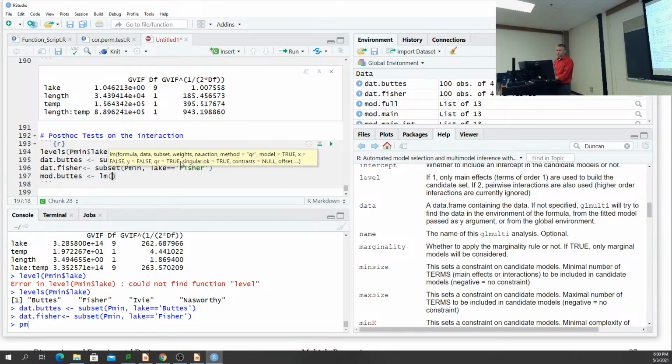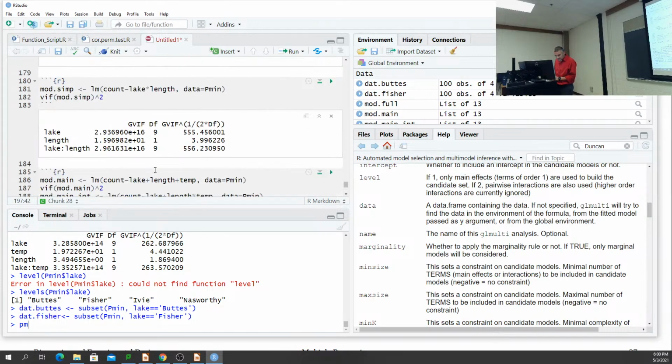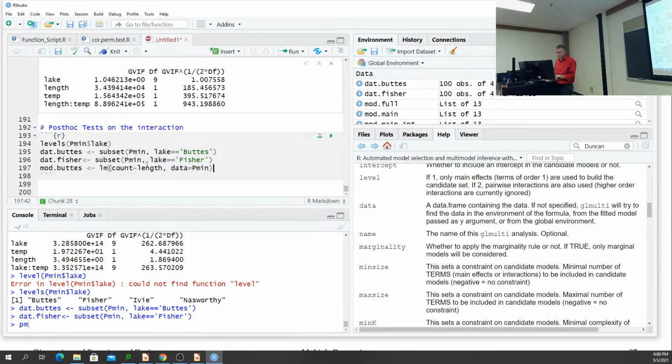All right, so I've got my subsets. We make our model: count as a function of length. If we had another variable, what's our simplest model? Lake, length, temp. If temp was part of our simplest model, or we decided to include it, we would have to include temp. But for us, it's not. We have length and lake. So we look at this model and we view our ANOVA table.